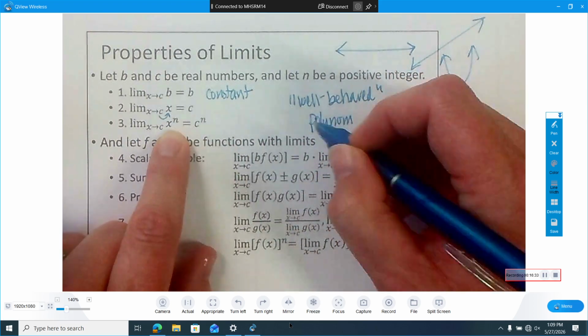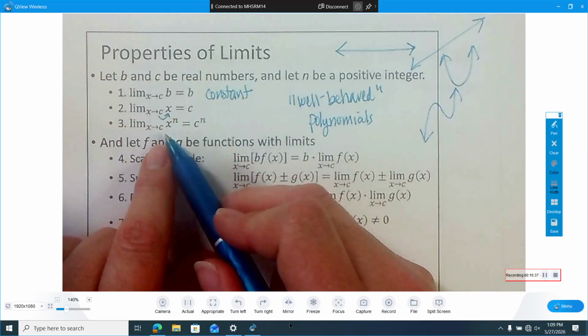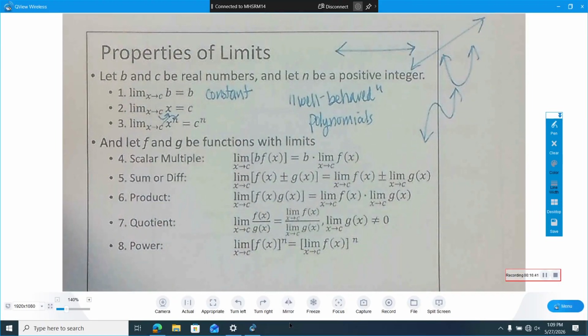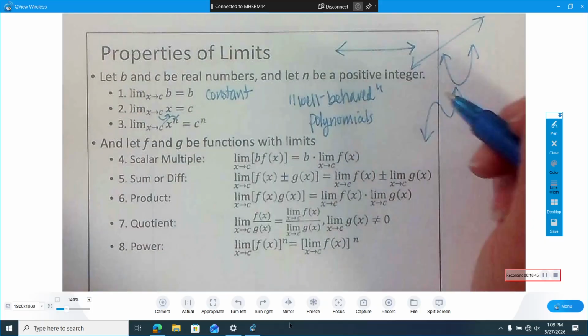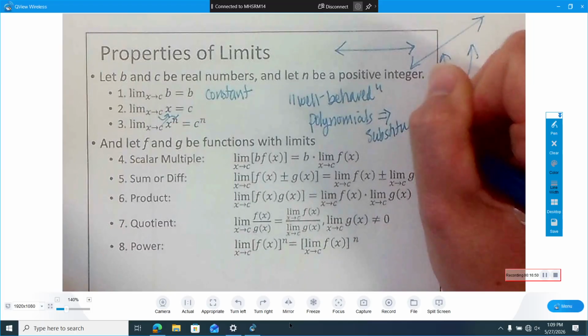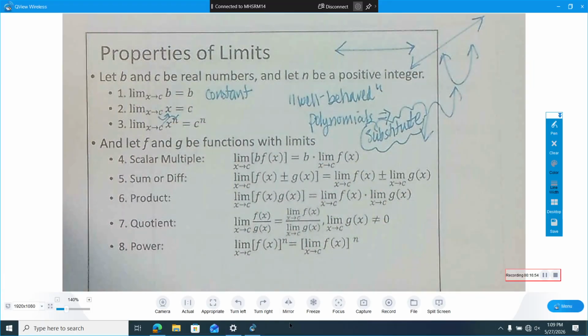And because they're well-behaved polynomials, all we really have to do is plug in using direct substitution. So when we have well-behaved polynomials, we can just substitute to find our limits. That's all we have to do, when they're well-behaved, nice-looking polynomials.